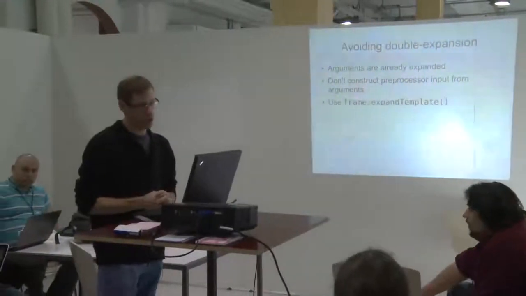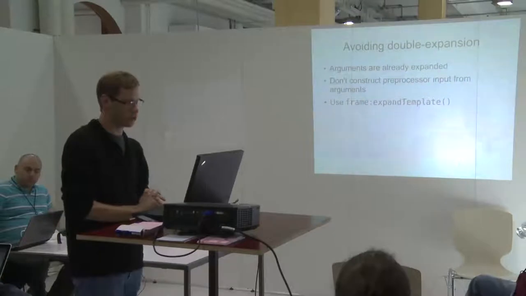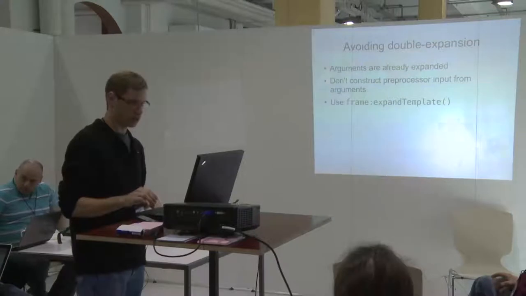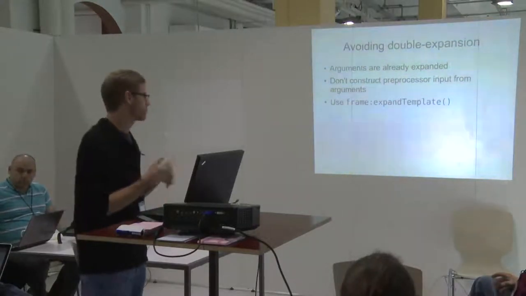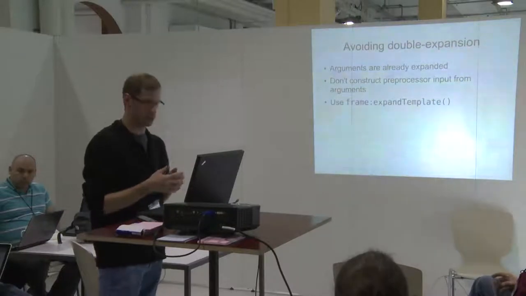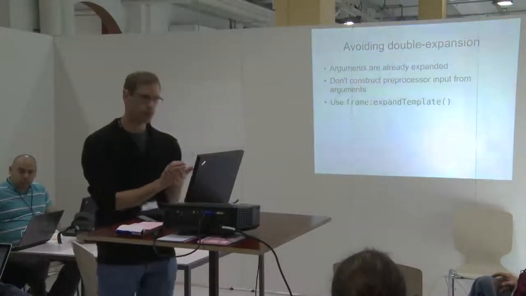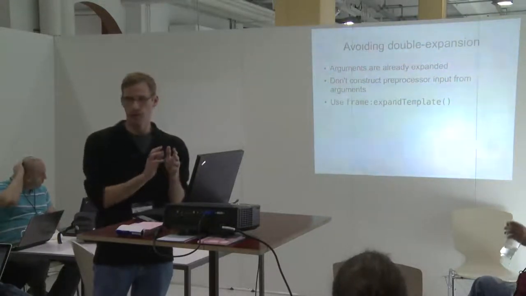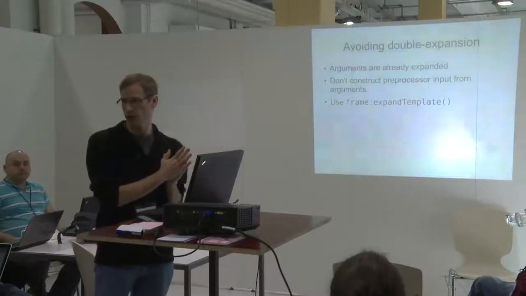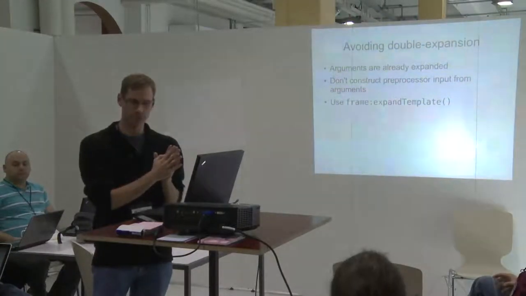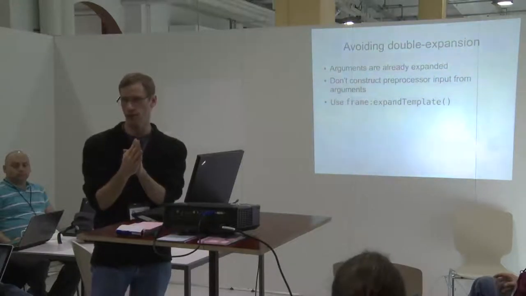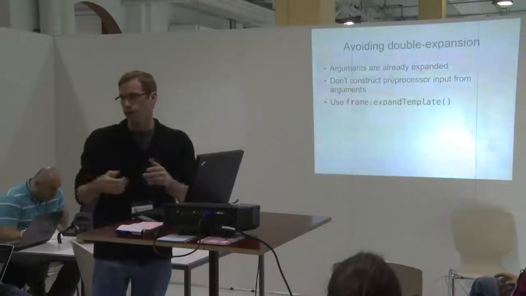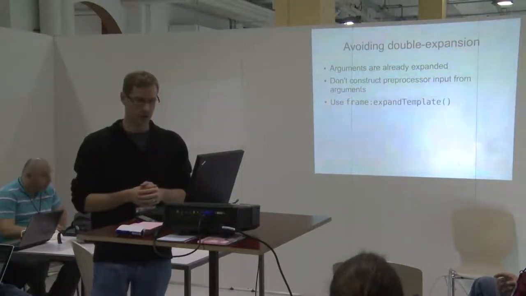What you have to be careful about there is to not construct preprocessor input from arguments, because then that will double expand the preprocessor input. Do you know how if you have a double brace, then an exclamation mark, and another double brace, there's that exclamation mark template which returns a pipe? If you had an argument that contained that, it would become a pipe in Lua, and if you then tried to preprocess that, it would be a real pipe separating template arguments.